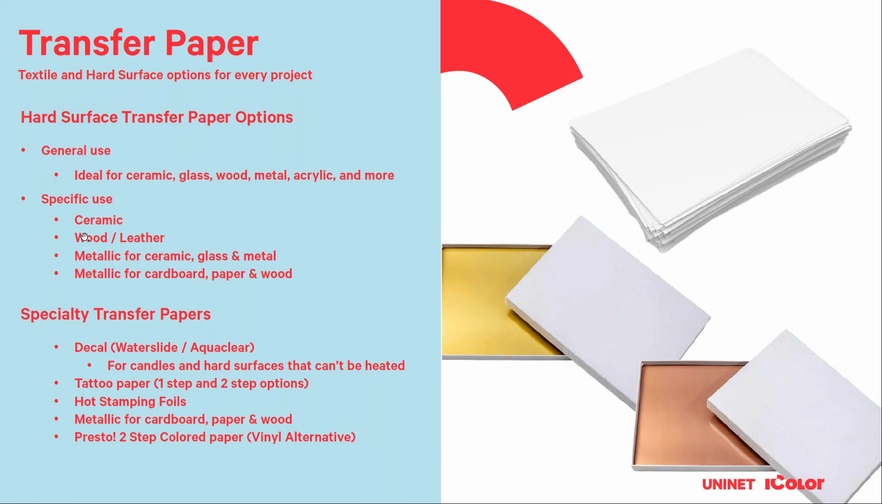So there's no background whatsoever on our 2-step paper. The 1-step paper doesn't use a heat press, but you have to trim it pretty close because you will see a background. But of course, it's a little bit less expensive. So there's options there too, based on your budget.